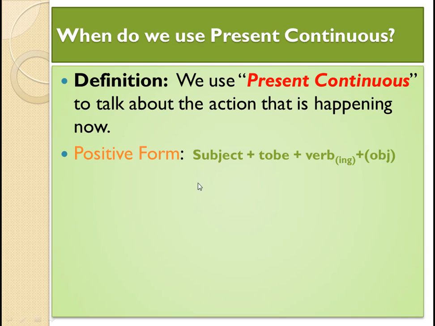Now go to example. I am studying English now. In this one, for example, if you study from 1 o'clock to 2 o'clock, you can say the sentence in the middle of that time. For example, at one minute, or 2 minutes to 2 o'clock. It means that in the process of your studying, you can use this one.